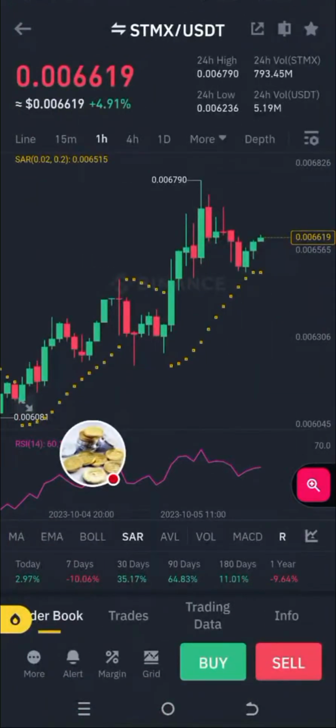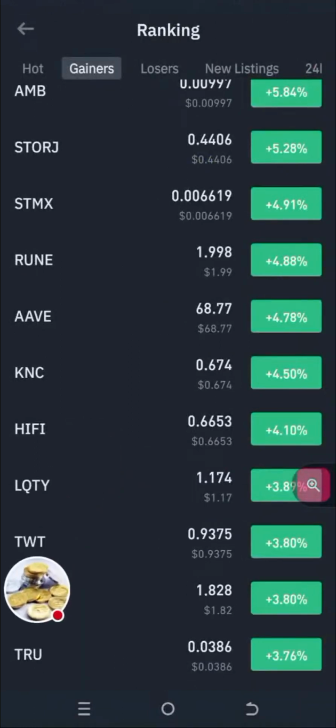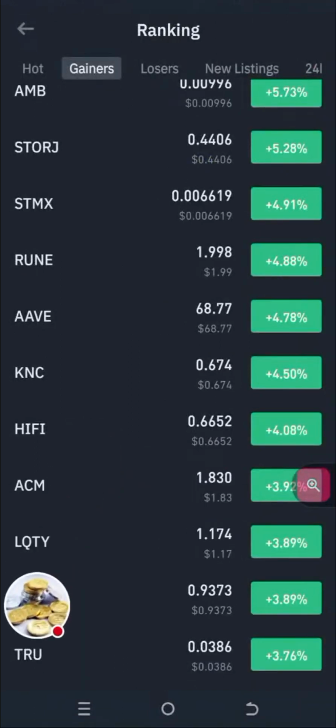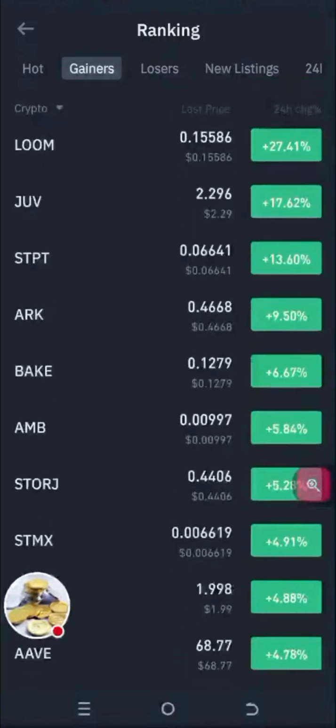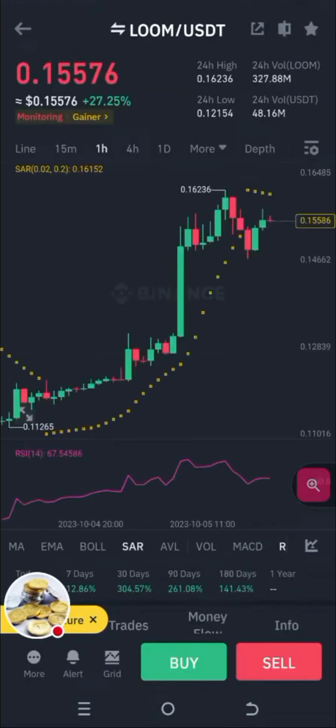I'm going to check another one and compare. This looks good, but I want to see another one that looks good also. So STMX is one that we can consider. I'm looking. Let's go to the top. Then Loom again. Let's look at Loom one more time. Okay, look at what I'm saying. This is what I want you to look at.